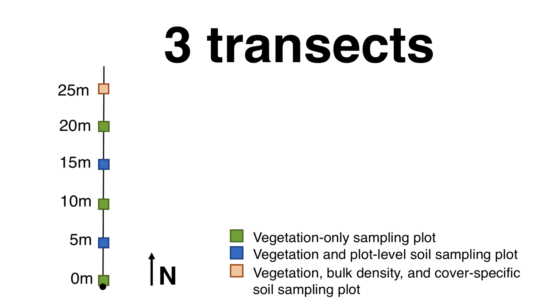So to recap, we're going to have 3 transects where there's plot level soil sampling and cover specific soil sampling. So here you can see on the cartoon, we've got the green plots where only vegetation sampling will occur, the blue plots where there will be plot level soil sampling in addition to vegetation sampling, and then the last orange plot, there will be vegetation sampling and then bulk density and cover specific soil sampling.